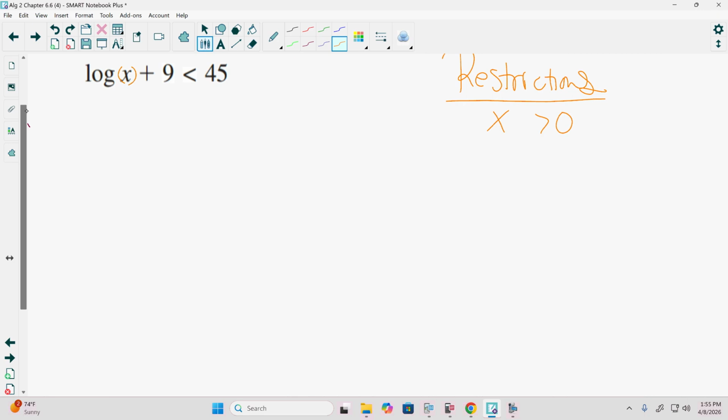Now, because we have this plus 9 with our log, before we can apply a base to both sides, we've got to get the log by itself. So we have to do what? Minus 9 from both sides. Telling us that log of x is less than 36.